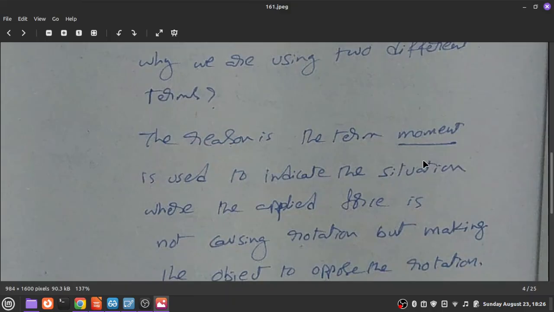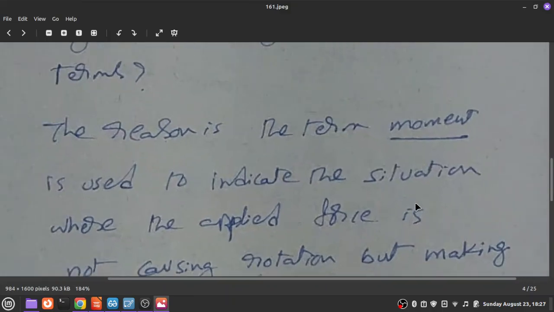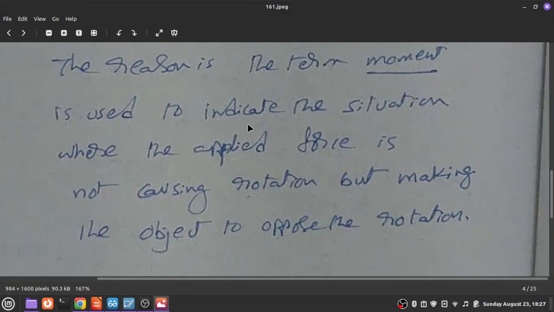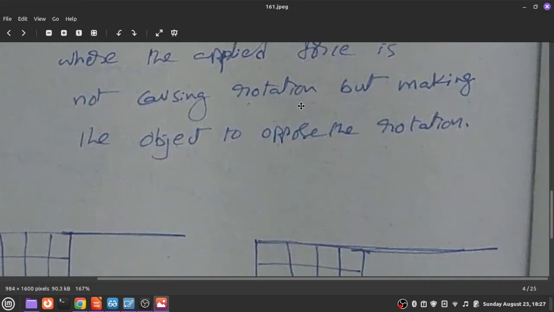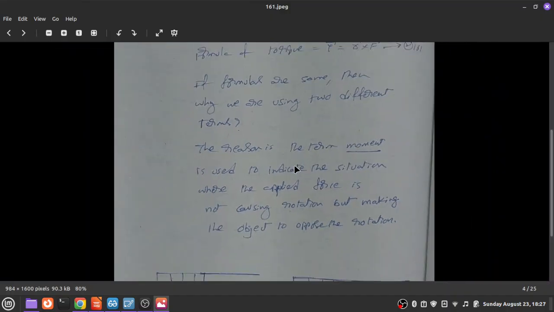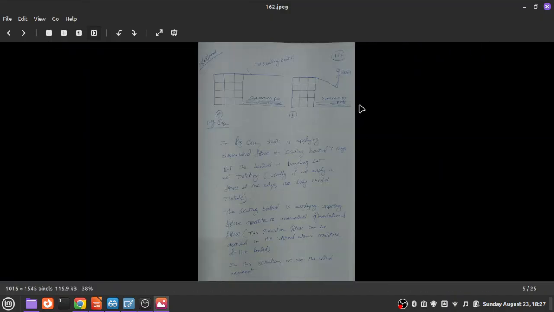The reason is moment is used to indicate the situation where the applied force is not causing rotation but making the object oppose the rotation. To understand this, you have to consider one particular case. Let us go to the next slide.